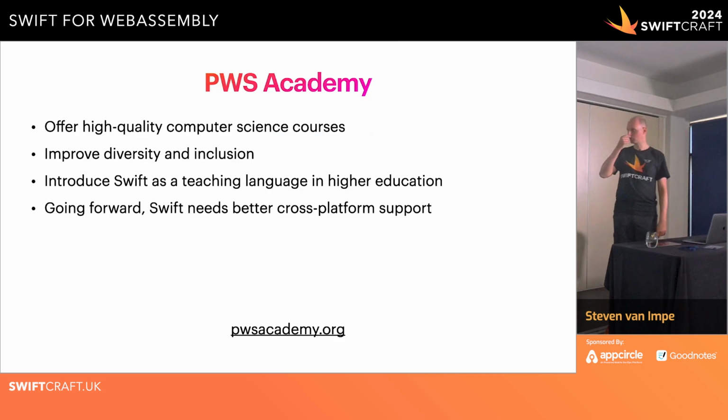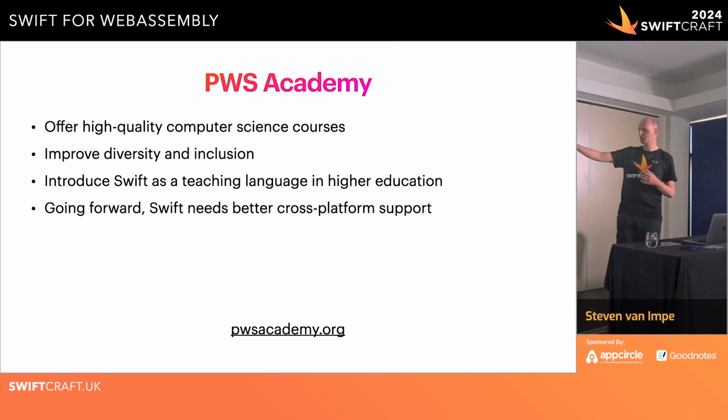And my goal here is just to try to develop, hopefully, high-quality computer science courses and make them available for free. And so the for free part is really important because we're trying to improve diversity and inclusion. So we need to make sure that students who don't have access to traditional higher education can still find all the resources they need just to learn computer science in general, or specifically, in this case, Swift.